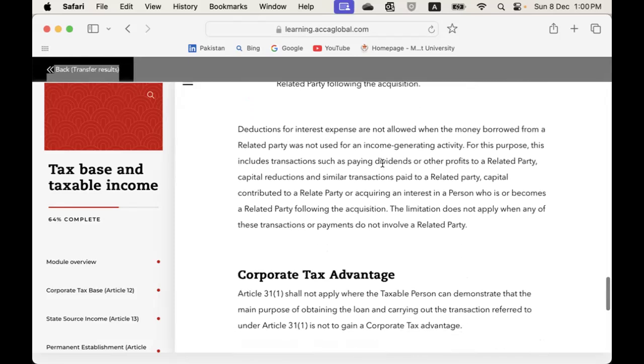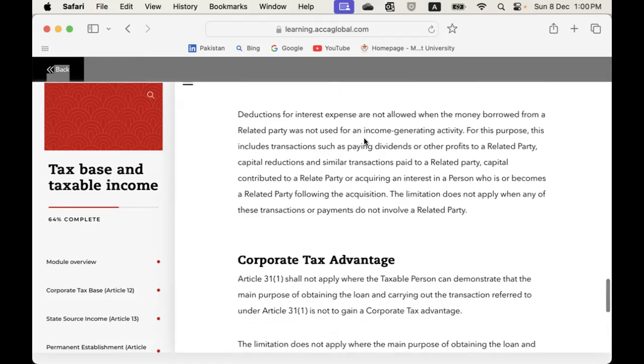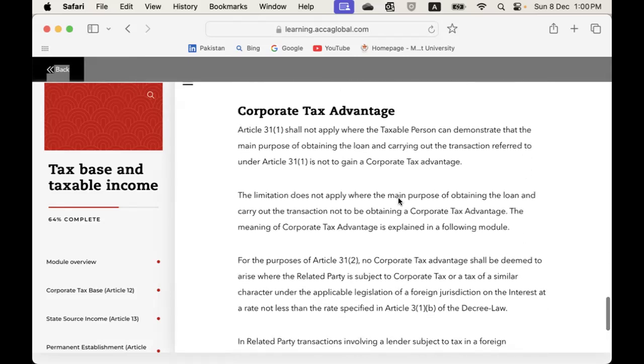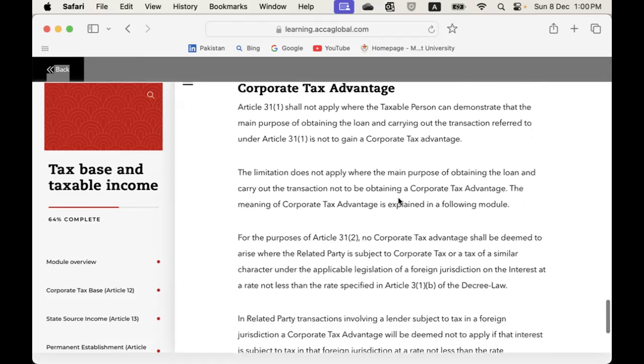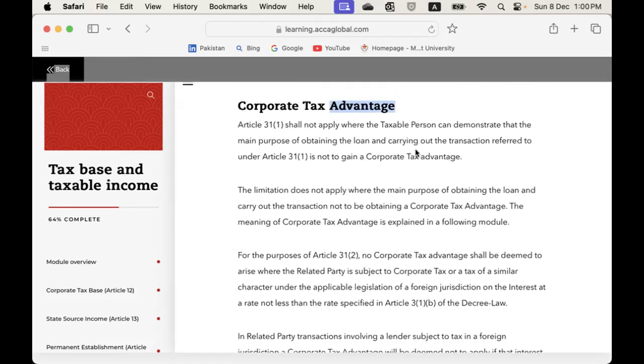Deductions for interest expense are not allowed when the money is borrowed from, so this is a repetition of what we just read. Corporate tax advantage. Now we need to focus on the word advantage. In the context of corporate tax law, wherever you see this expression, corporate tax advantage, usually it will be referring to an undue or unfair advantage, which is usually obtained for tax avoidance purposes.